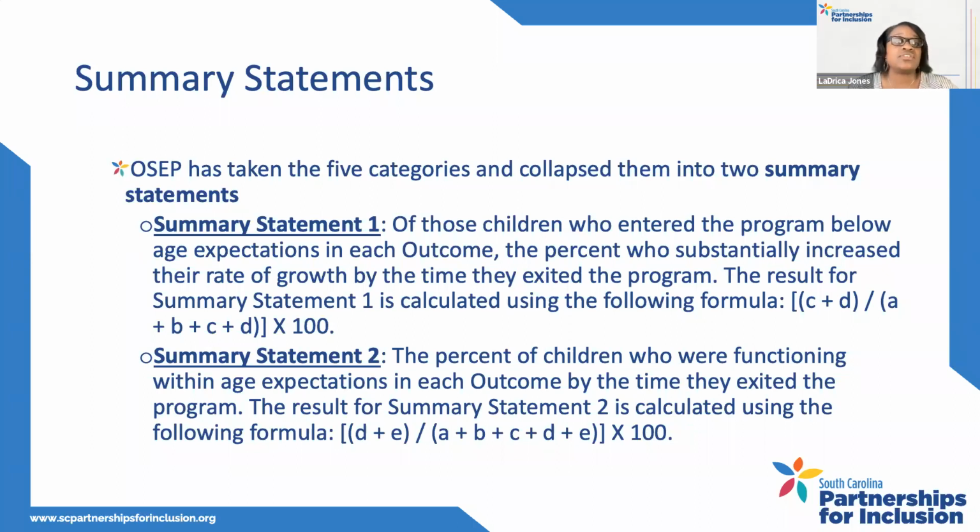But as you see here, there are 2 summary statements. Summary statement 1 is the percentage of those children who entered the program below age expectations in each outcome, who substantially increased their rate of growth by the time they exited the program, and the result for summary statement 1 is calculated using this algebraic formula here that you see. And there's an algebraic formula for summary statement 2 as well. These formulas show how to obtain the percentage data from the summary statements. However, you can use these formulas if you like, or you can use the calculator that I showed you in the previous slide to determine your percentage.